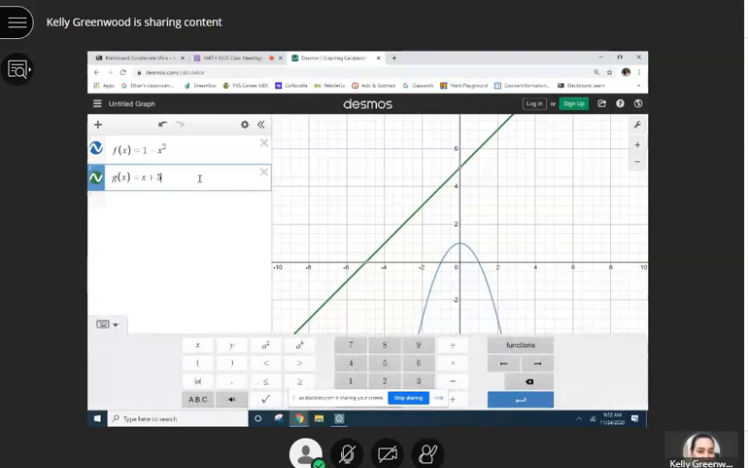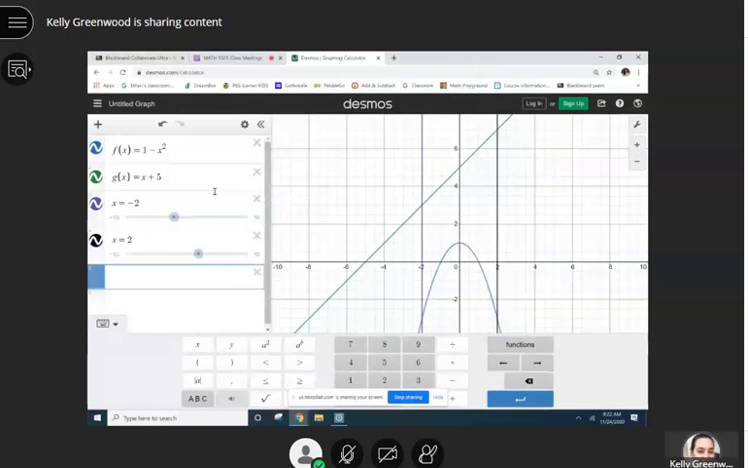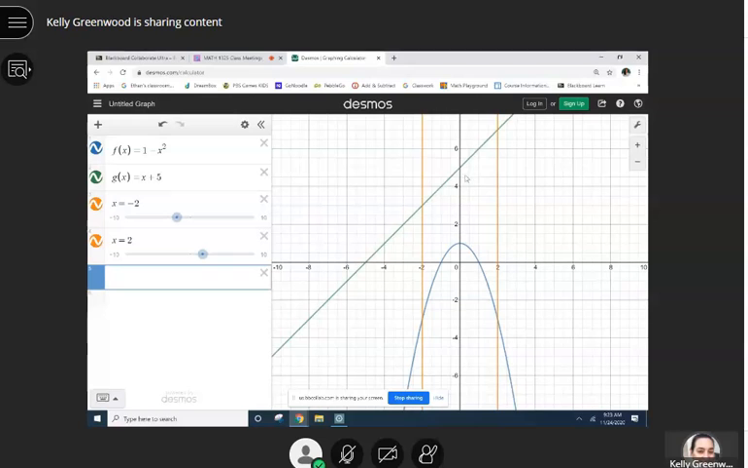I'm going to add this to my graph. You don't need to, but x equals -2 and x equals +2. I just got some sketches there. Let me see if I can make that purple. Let's make it orange, easier to see. Okay, so I'm wanting to find the area between this line and this curve.